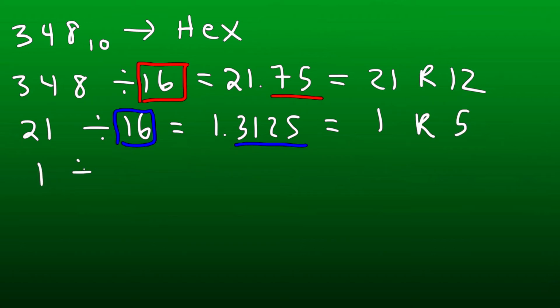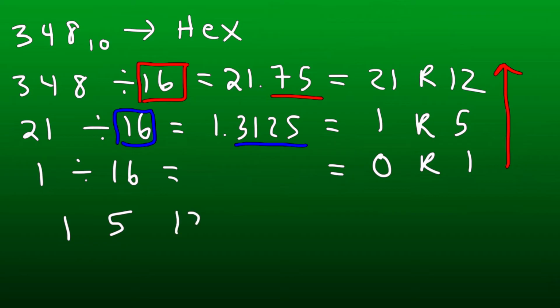Next, take 1 divided by 16. Now we know 1 doesn't go into 16. So 16 goes into 1 0 times with a remainder of whatever you see here. In this case, a remainder of 1. And so we're going to read it this way. So we have a 1, a 5, and a 12.